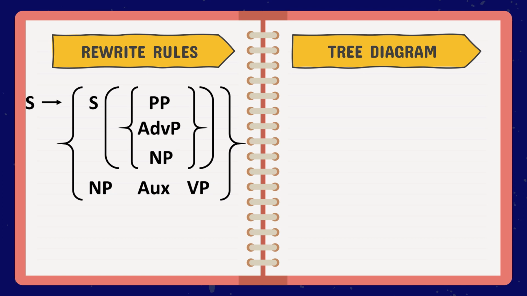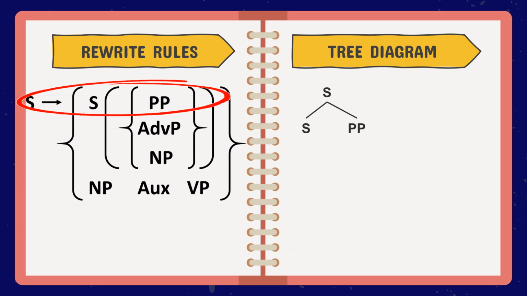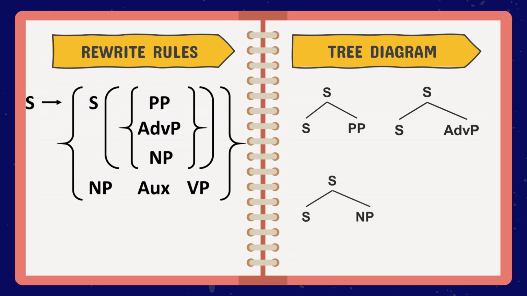These are the phrase structure rules of simple sentences of English. A sentence consists of a sentence and a prepositional phrase. Another one, a sentence consists of a sentence and adverbial phrase. Another one is a sentence consists of a noun phrase. And the last one is a sentence consists of noun phrase, auxiliary, and verb phrase.